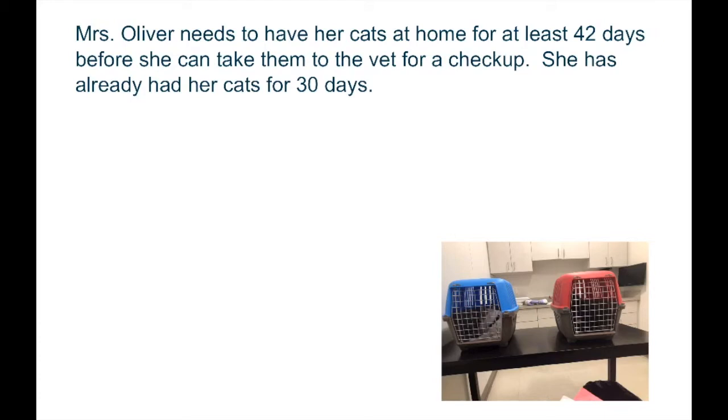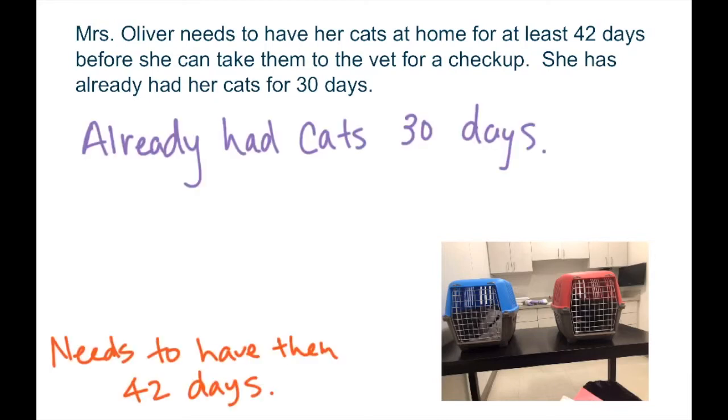It says Miss Oliver needs to have her cats at home for at least 42 days before she can take them to the vet for a checkup. She's already had her cats for 30 days. All right, so I know that I, Miss Oliver, have already had my cats for 30 days. I need to have my cats for at least 42 days. I'm going to underline that, at least 42 days, before I can take them to the vet. Well, let's think about this. If I have them for 10 more days, is that going to be enough?